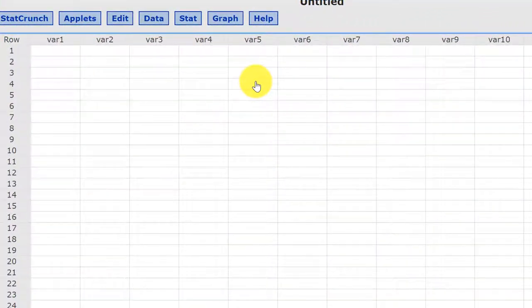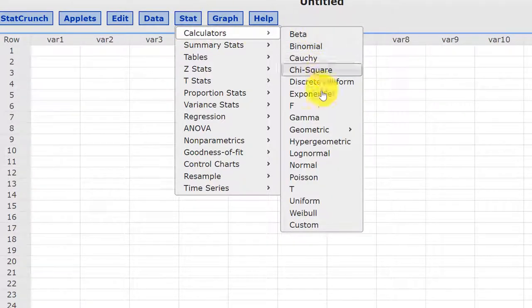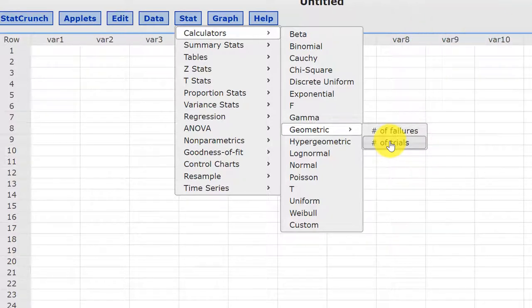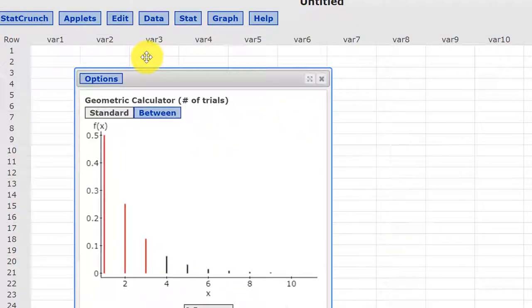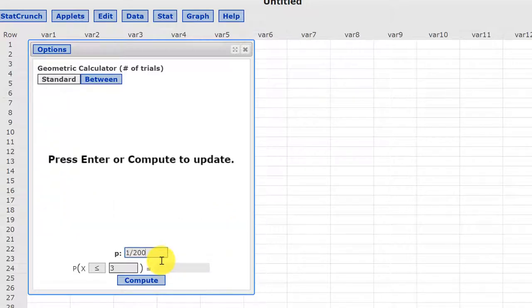Okay, I have StatCrunch open, and as we usually do, we go to Stat, this time to Calculators, and we look down, we find Geometric, and we see we have two options, the number of failures or the number of trials. Well, in our problem, we're talking about the first event happening in the 12th trial, the 12th item. So we want to use the trials version of the calculator, and we bring it up. We need to enter the probability. Here we've just got 1 out of 200, and we don't have to calculate that. We can just put in 1 divided by 200, and that gives us our probability.